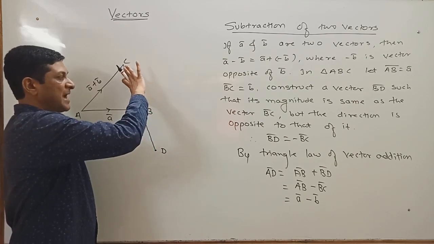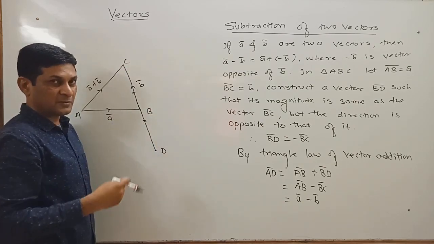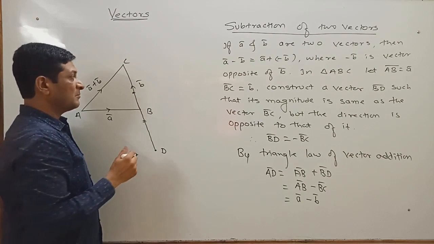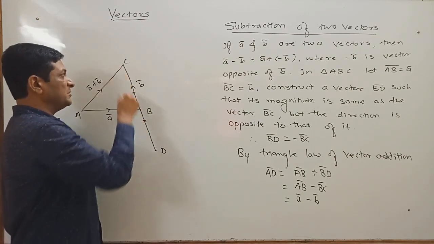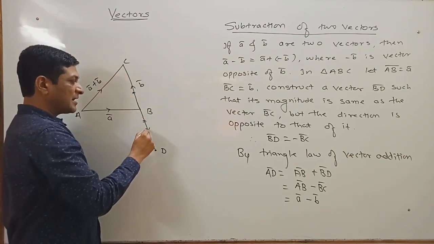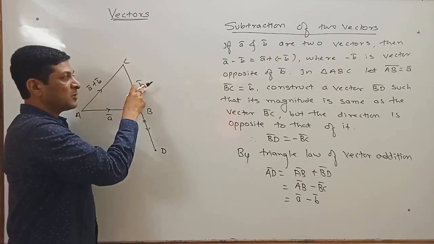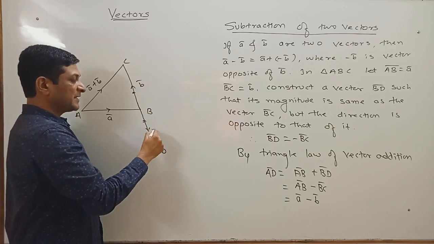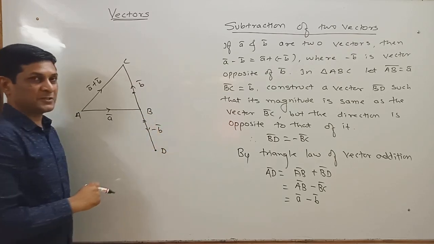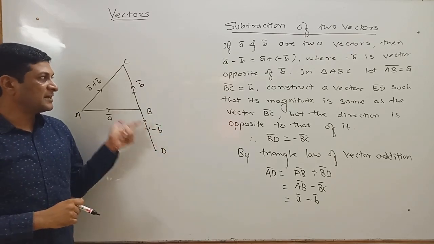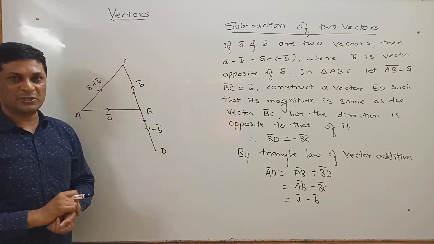Means we can say that magnitudes are equal. In terms of vector, we can say that magnitudes are equal. But if you observe, direction of BC bar and BD bar are opposite to each other. Already BC bar is denoted by B bar. So then its opposite vector will be denoted by minus B bar. Minus simply shows that direction of these two vectors are opposite to each other.